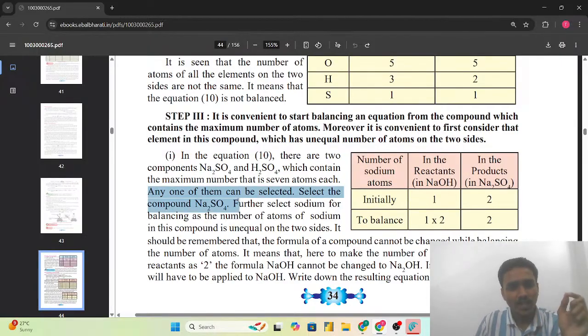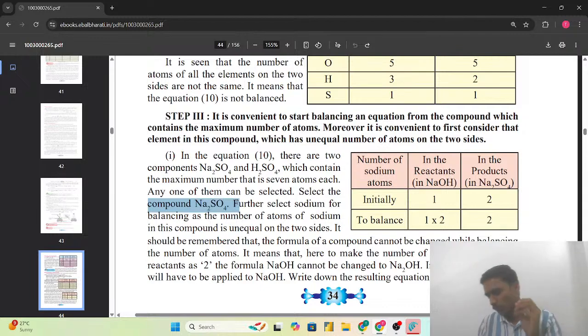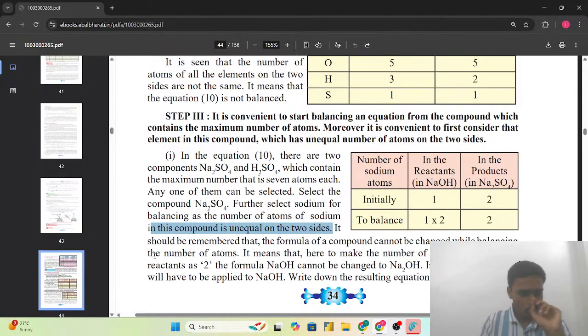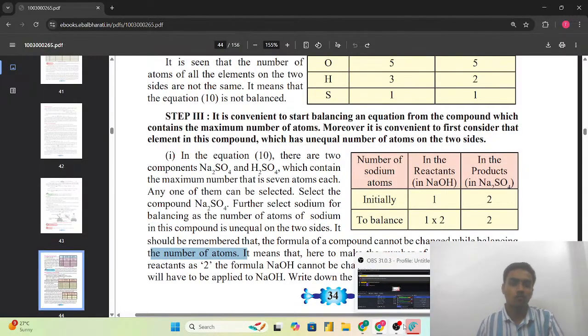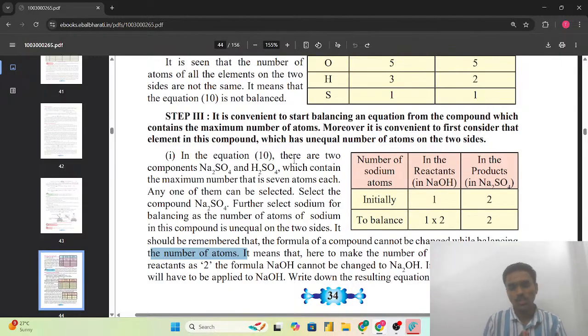सो एनी वन ऑफ देम कैन बी सिलेक्टेड. सिलेक्ट द कंपाउंड Na2SO4. तो इन दोनों में से कौन सा भी एक सिलेक्ट करना है. सो वी आर सिलेक्टिंग द Na2SO4. Further, select sodium for balancing as the number of atoms of sodium in this compound is unequal on the two sides. It should be remembered that the formula of a compound cannot be changed while balancing the number of atoms. और हमें ये ध्यान में रखना है कि जो फॉर्मूला है वो कंपाउंड का चेंज नहीं होना चाहिए.